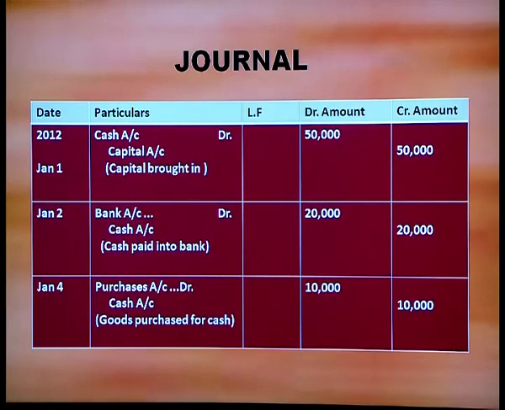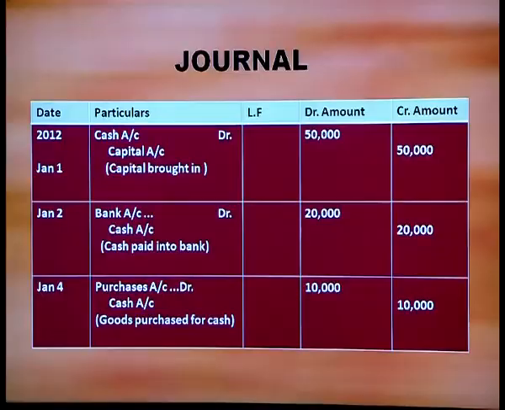Account to be credited is written on the second line. Then on the same line you have to write the amount to be credited. Third transaction occurred on January 4th. Entry is purchases account debit to cash. Goods are purchased for cash.